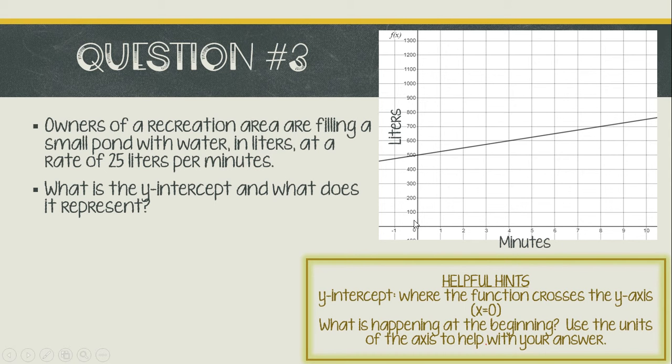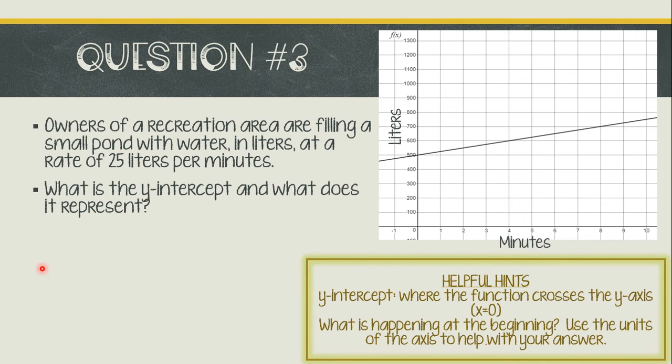So as we graph, this is at 0 minutes. At 1 minute, that tells us how much is in the pond. After 2 minutes, how much is in the pond, and so forth and so on. Okay, the question though asks us what is the y-intercept and what does it represent?